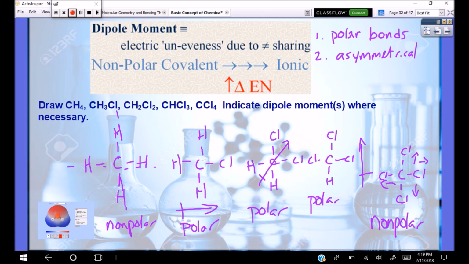We'll do a little bit more practice with that once we get to the hybridization and bonding of molecule geometry, and it will hopefully make a little bit more sense then when we see it in 3D space.